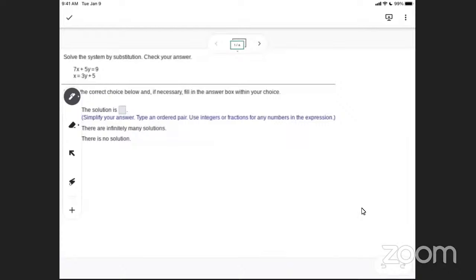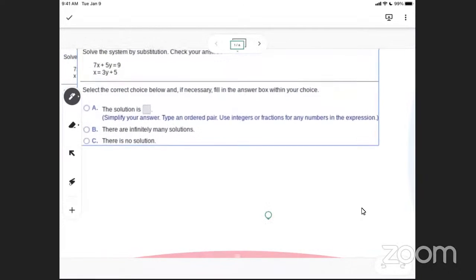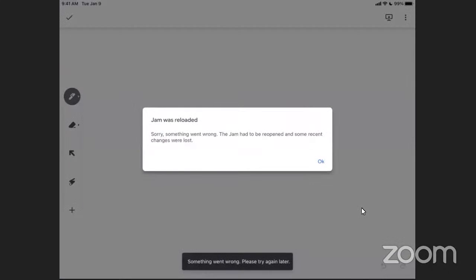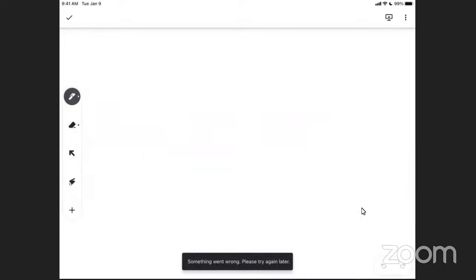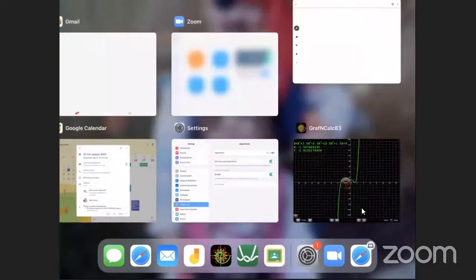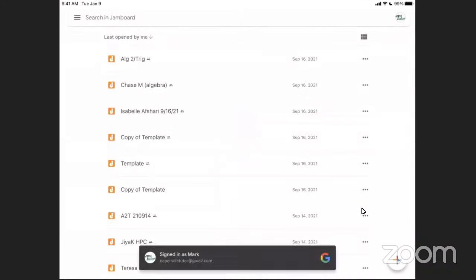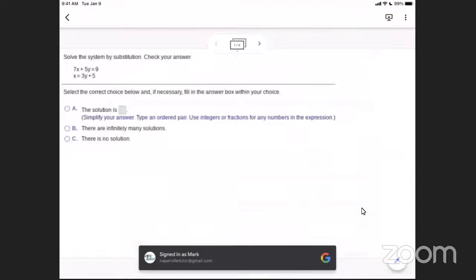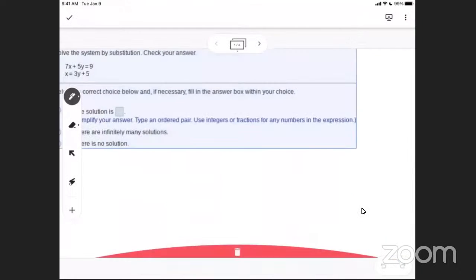All right, let's see. Let me move this over just a little bit so I can see it better. Oh, something went wrong. Hold on. Hopefully it's not that I'm not connected to the internet anymore. Let me try to load it again. All right, there we go.